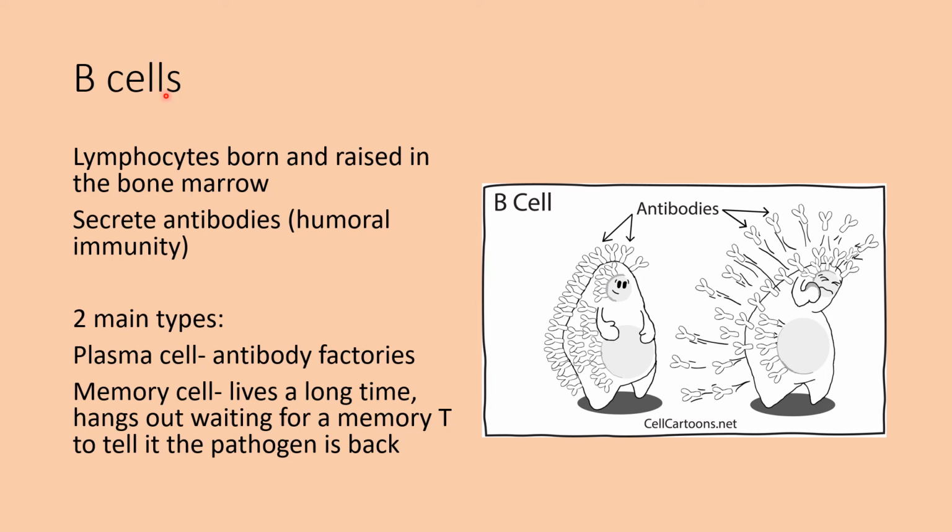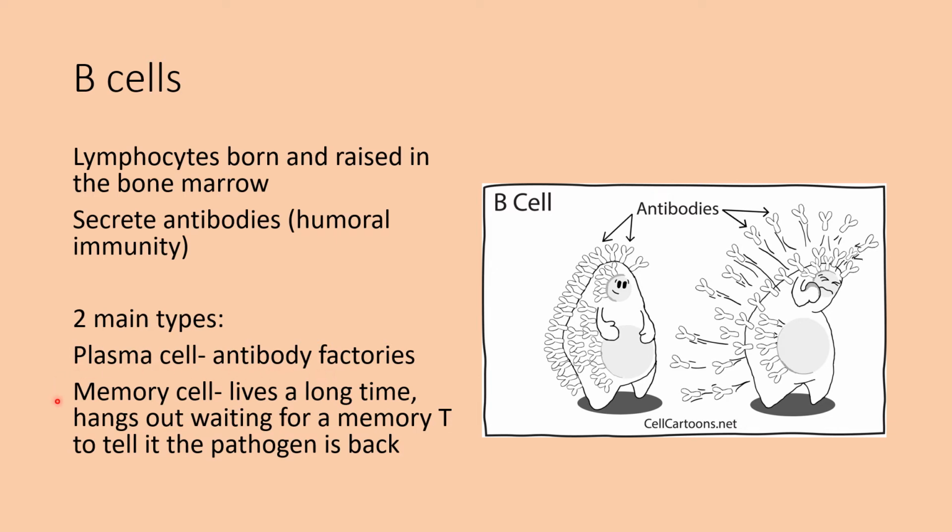So the B cells are made in the bone marrow and mature in the bone marrow, unlike the T cells. The T cells mature in the thymus, the B cells mature in the bone marrow, and these are the types of cells that secrete the antibodies. Antibodies are called humoral immunity. The two main types of B cells are the plasma B cells, which are the ones that design and pump out all the different antibodies.